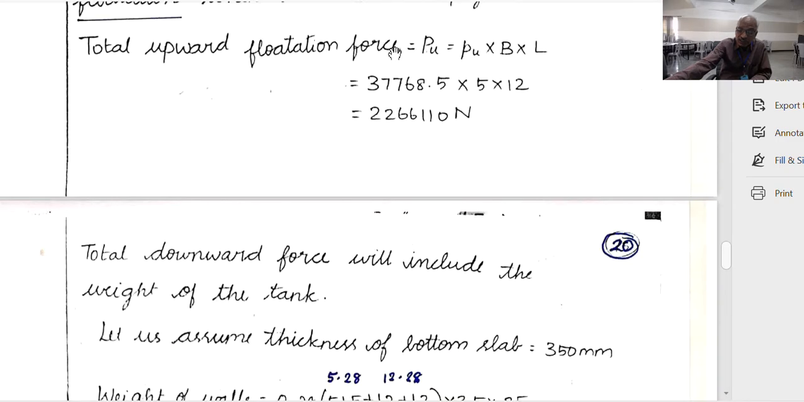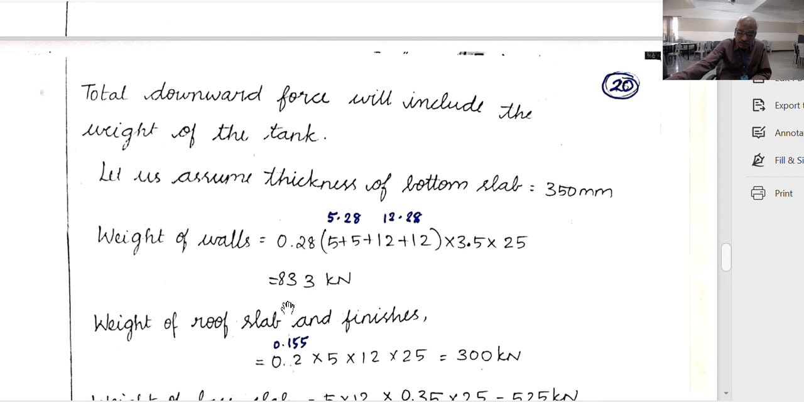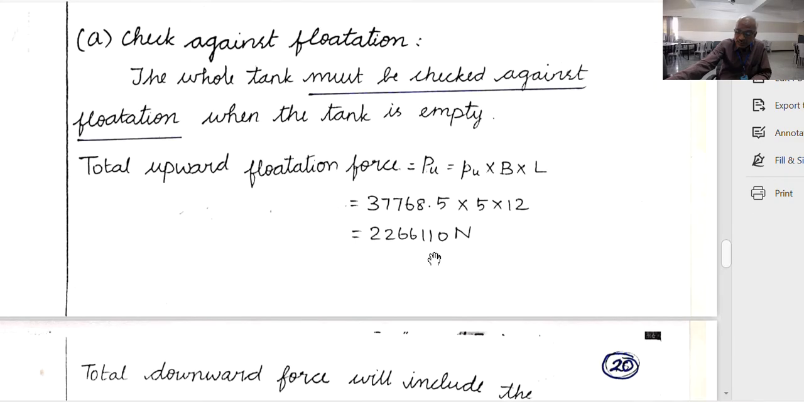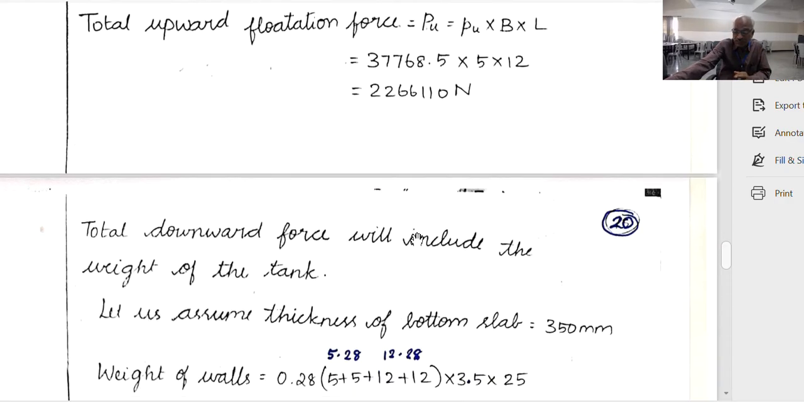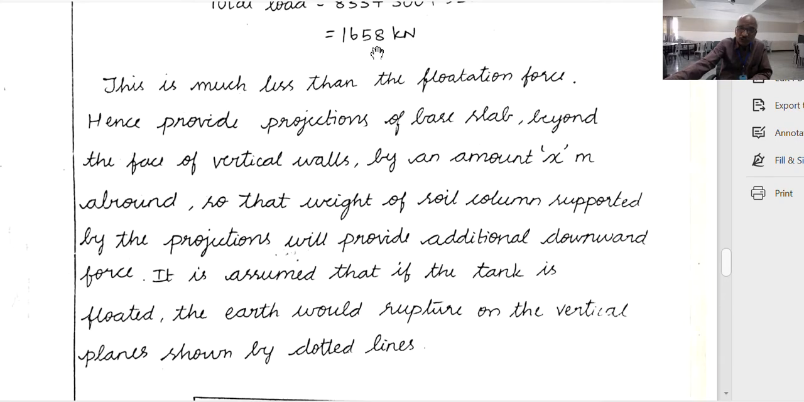What is the upward load? Upward load is so many newtons, that value is 2266 kilonewton. This is in terms of newtons, so dividing by 1000, you get 2266 kilonewton. So 2266 kilonewton is the upward force, and the downward force is only 1658 kilonewton. Therefore, when the tank is empty and there is water table, the tank will get easily lifted because the upward force is more. Therefore, the tank will be floating when the tank is empty.